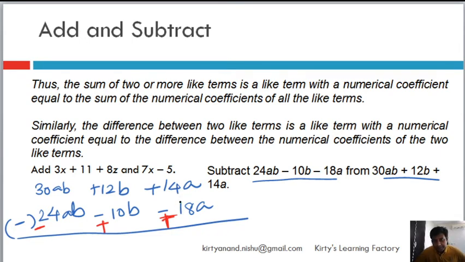So it is 32a, plus 22b, and this is 30ab minus 24ab, which is 6ab. So that's my answer. Now you ask me why did you reverse the signs? It's very simple.